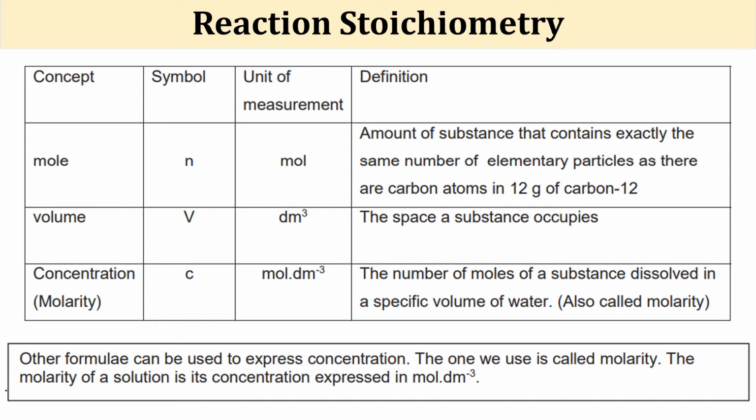Next is concentration. Concentration is measured in mole per dm cubed. The number of moles of a substance dissolved in a specific volume of water, also called molarity, is the concentration and it is measured in mole per dm cubed. Other formulas can be used to express concentration, but the one we use is called molarity. The molarity of a solution is its concentration expressed in mole per dm cubed, as I said. So let's look at some of the stoichiometric calculations.